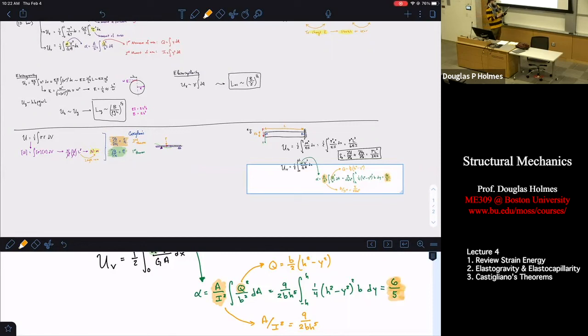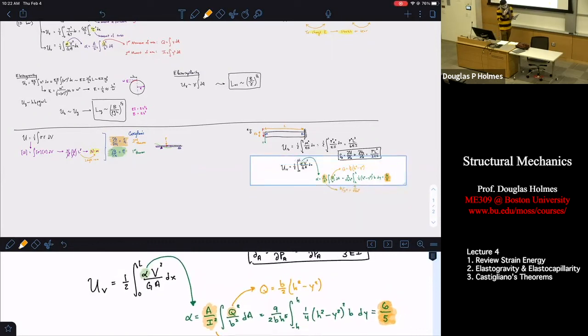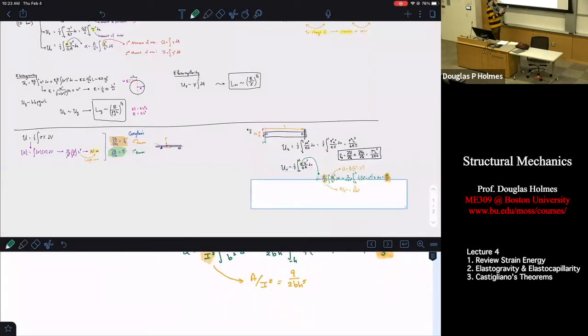So, I told you alpha was a number. Alpha here is 6/5. So now we can go back up here. And I would like all of you to calculate, tell me what the answer is if we say that U is approximately equal to the bending energy plus the transverse shear stress. Then delta at A equals what?